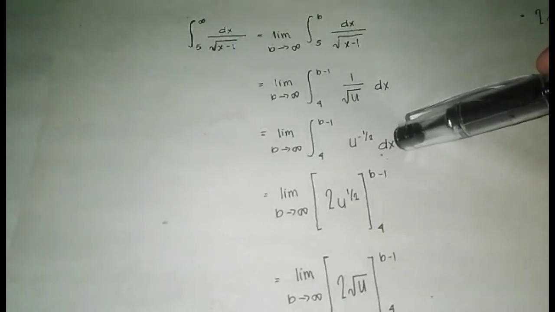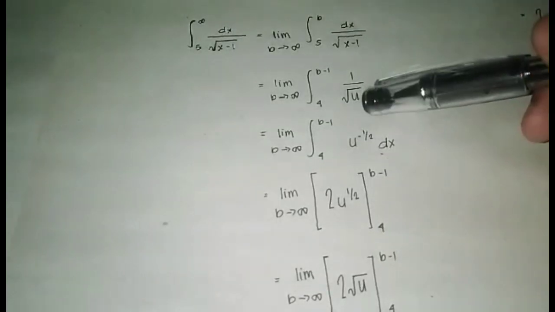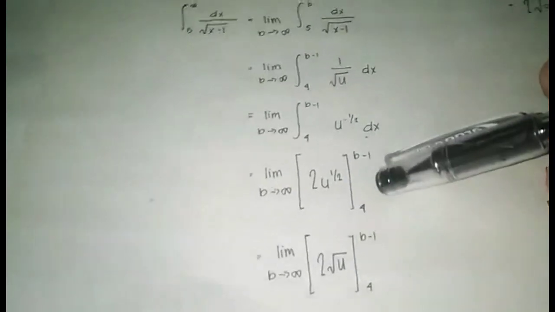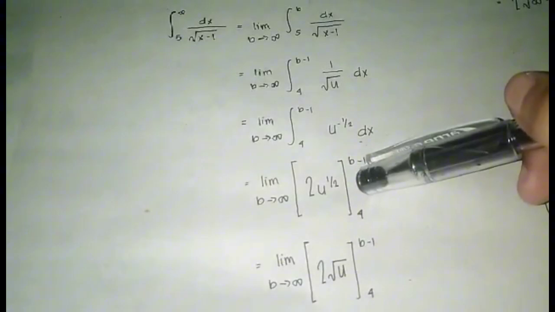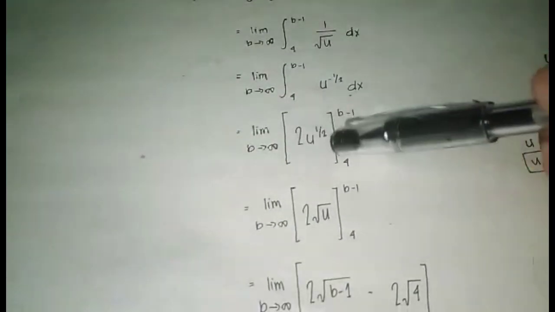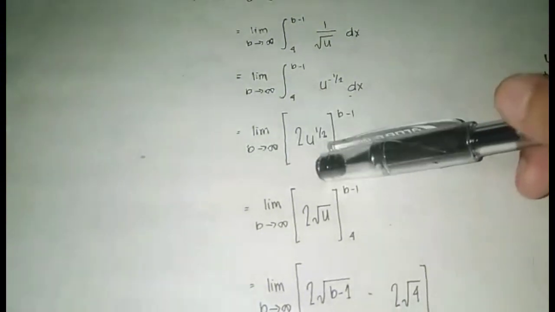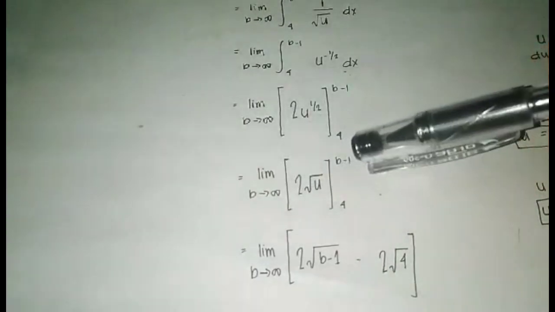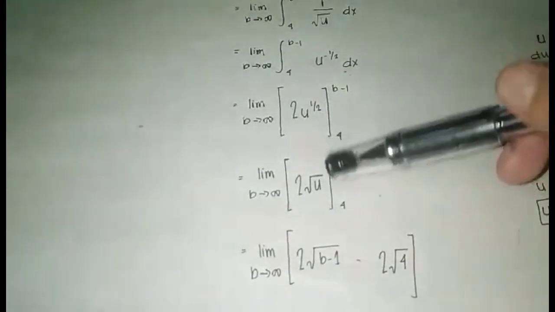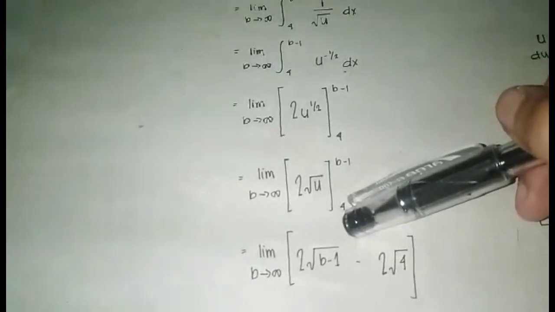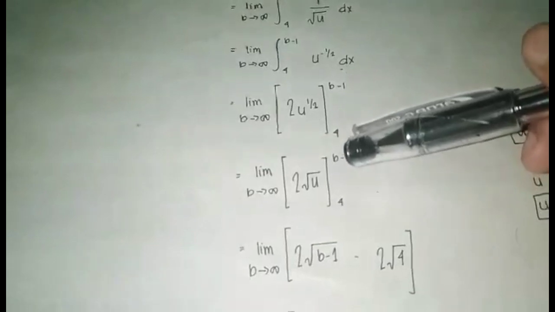And we integrate u raised to the power of negative 1/2. We have 2u raised to the power of 1/2, and we substitute b minus 1 and 4. Now 2u to the power of 1/2 can be written as 2 square root of u. So the limit as b approaches infinity of 2 square root of u, evaluated from 4 to b minus 1.